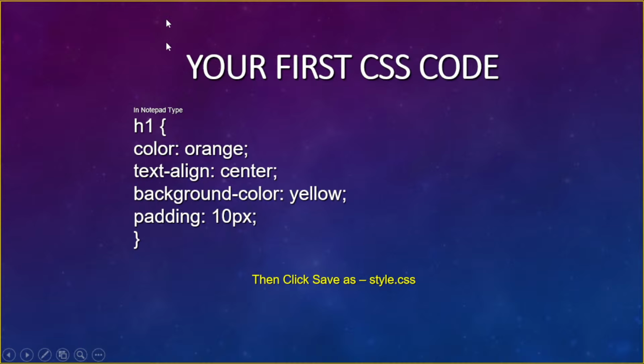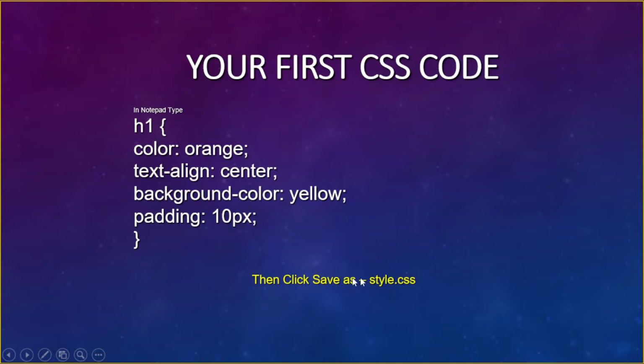Now this is the CSS code we're about to write. So don't forget that where we want to affect is the H1. So that's why we have H1 here, right? And we have the color, orange. We have text align, center. We have background color, yellow. We have padding, 10 px. Like I told you guys, this thing is easy.